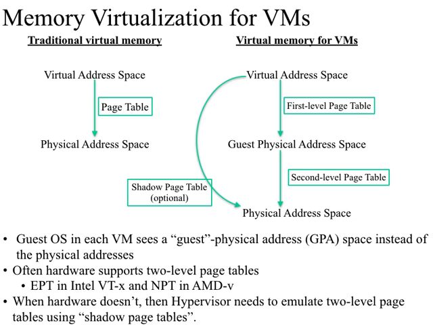So this is the summary of memory virtualization for VMs. Traditionally, you have single level page tables, but for virtual machines, you have two levels of page tables: the traditional page table and then a second level page table. The second level page table is known by various names. For Intel processors, it is known as EPT or extended page table, and for AMD processors, it's known as NPT or nested page tables.